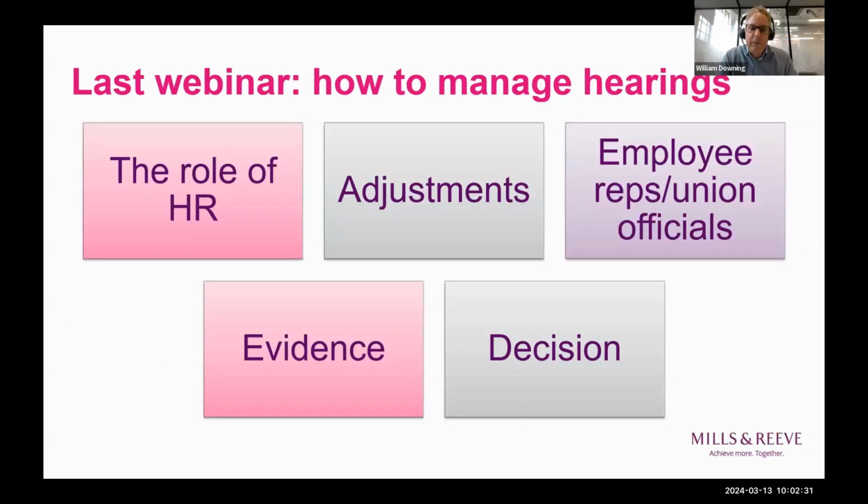So this is, as I say, a webinar on appeals. We last looked at how to manage the disciplinary or grievance hearings themselves and looked at those 5 issues there. Some of those issues will flow through into the appeal around particularly the employee reps and union officials and evidential issues. But this is going to look at specifically the elements that crop up under the appeal process.